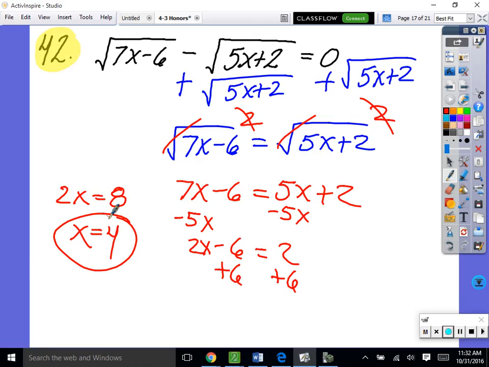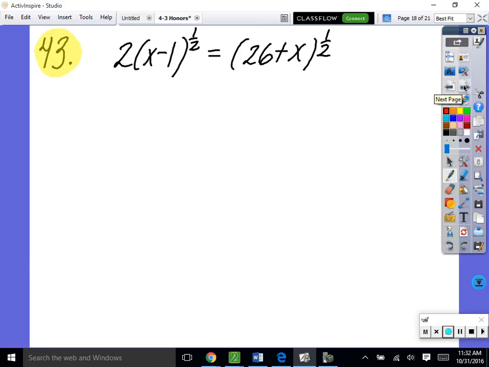Okay. What about this one? What would you do? This is one where people mess up the algebra big time. What would you do? Square both sides. I like that idea. Both of you are having the same idea. Now careful, isn't this on a side?